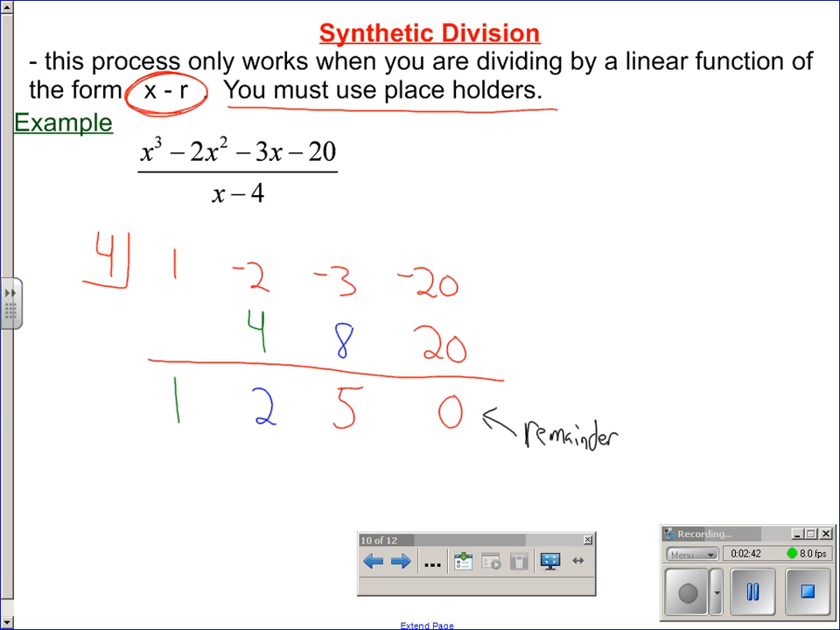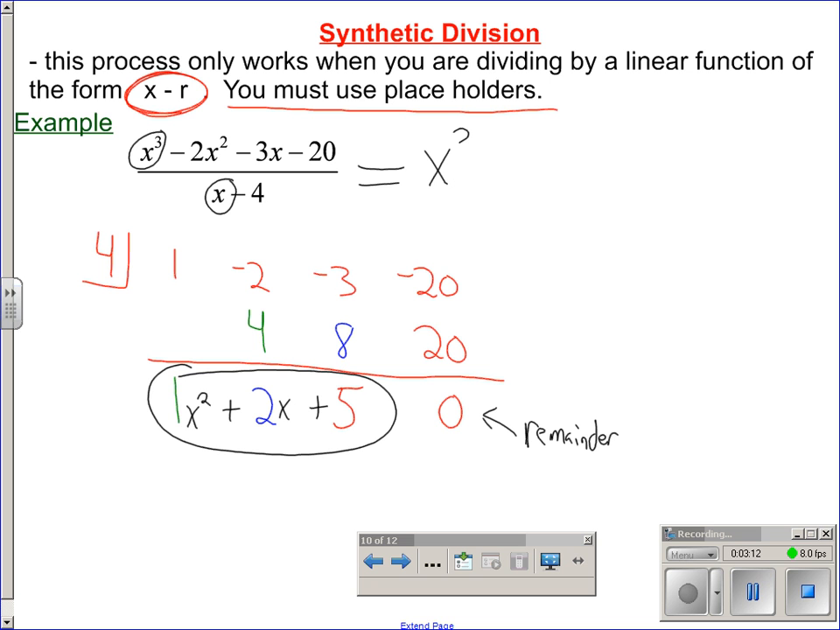So we took an x cubed function and divided it by an x function. X cubed divided by x is x squared. This is what we're going to do with these numbers. This 1, 2, and 5, these are coefficients, okay? But again, x cubed divided by x is an x squared. So what we have is a 1x squared. It's a positive 2, so plus 2x. It's a positive 5, so plus 5. So the answer to this division is x squared plus 2x plus 5. And the remainder is 0.